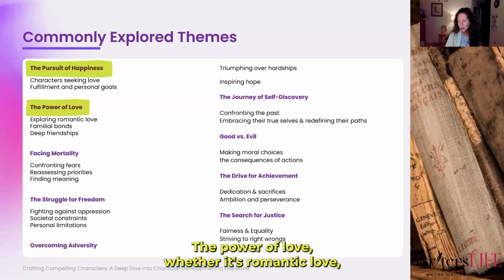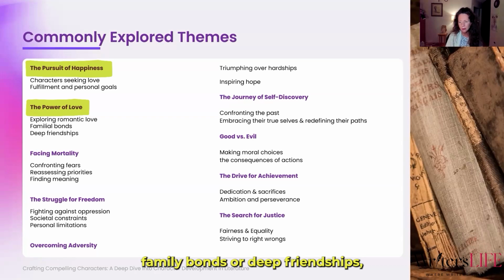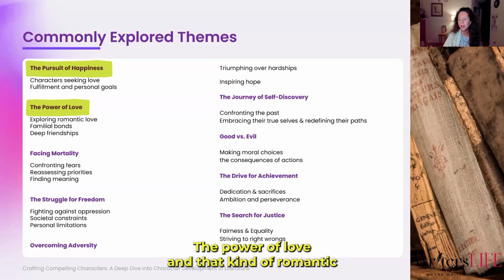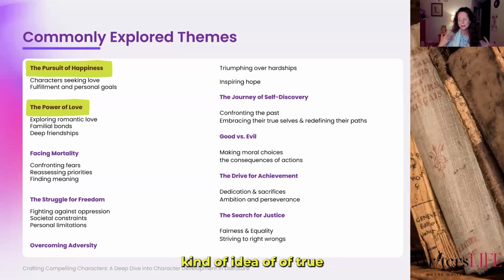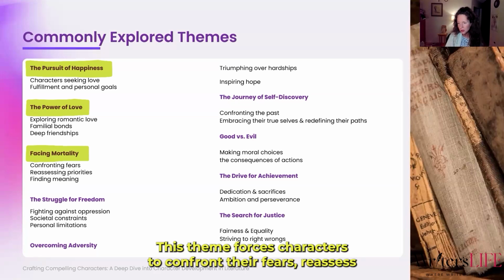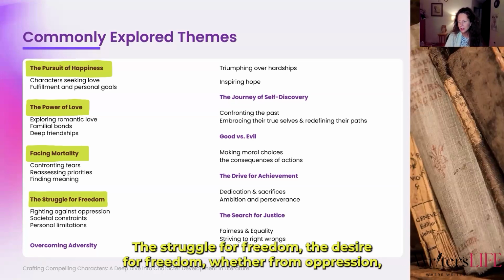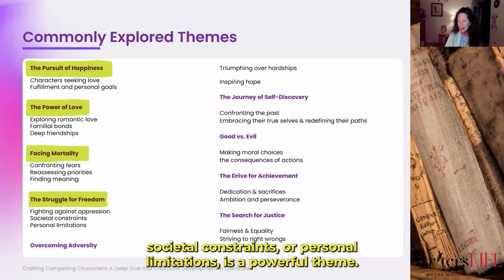The power of love, whether it's romantic love, family bonds, or deep friendships, characters' experiences with love often evoke strong emotions. Obviously, the romance genre is popular as it is. The power of love and that kind of romantic idea of true love is extremely attractive and very popular. Facing mortality. This theme forces characters to confront their fears, reassess their priorities, and find meaning in their existence. The struggle for freedom. The desire for freedom, whether from oppression, societal constraints, or personal limitations, is a powerful theme.